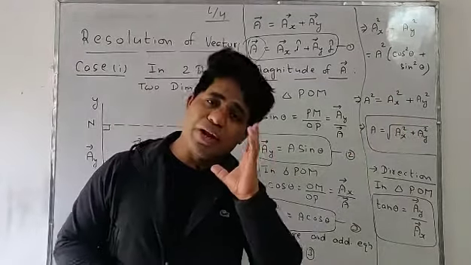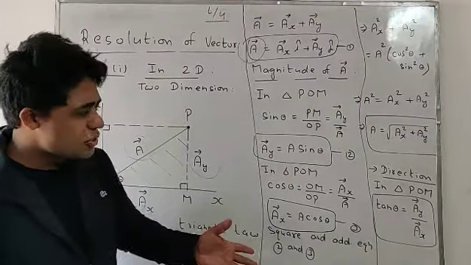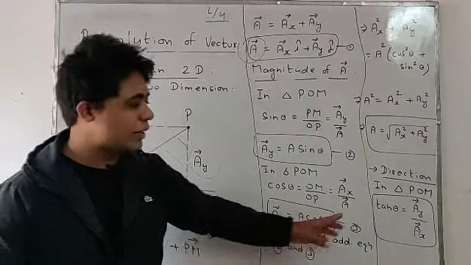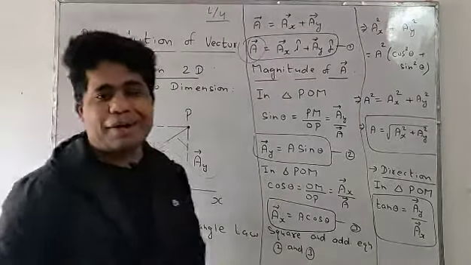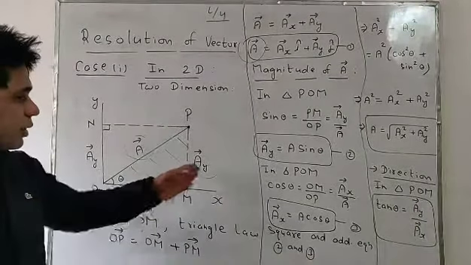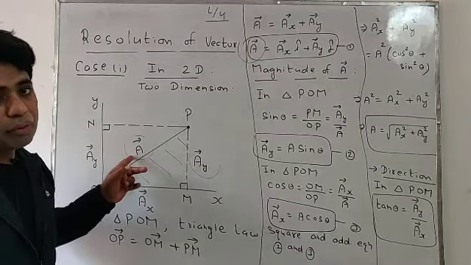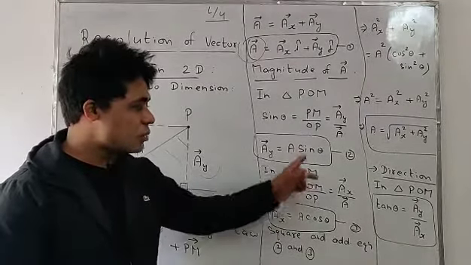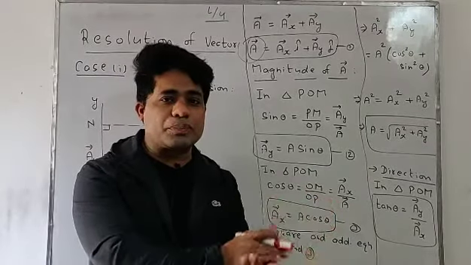Now we have to find the direction. Either we can apply tan theta in this triangle POM, or similarly, we can simply divide equation second by third. We'll get the same result. So I apply tan theta in triangle POM, because for finding direction we always use tangent: perpendicular by base. This is the perpendicular and this is the base, AY upon AX. This will be the direction of the resultant vector in resolution of vector in 2 dimension. And when we divide, A and A cancel out, sin by cos becomes tan, AY upon AX. In that method we can also find the direction.